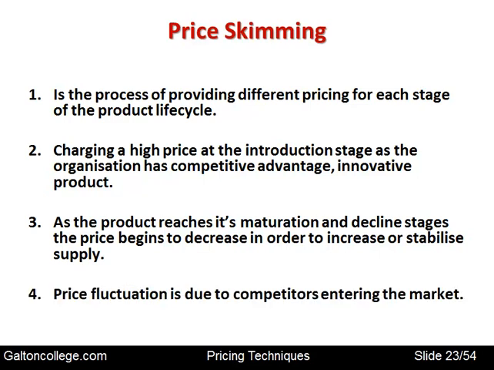Price fluctuation is due to competitors entering the market. With this analysis, as the product life cycle hits maturation and decline, normally the decline is caused by customers being alienated from the product. They're fed up with the product. It doesn't change a lot. It's old-fashioned, and also new competitors are coming in producing more interesting products. So in the case where it's declining in popularity, the company is forced to reduce the price to try and get sales.